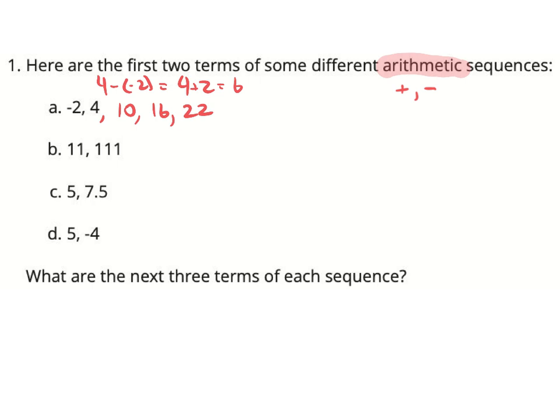Okay, now for the next one. Same thing, 111 minus 11 is 100, so we're adding 100. So 211, 311, 411. Now how do we get from 5 to 7.5? Subtract: 7.5 minus 5 is 2.5. So you get 10, you get 12.5, you get 15.